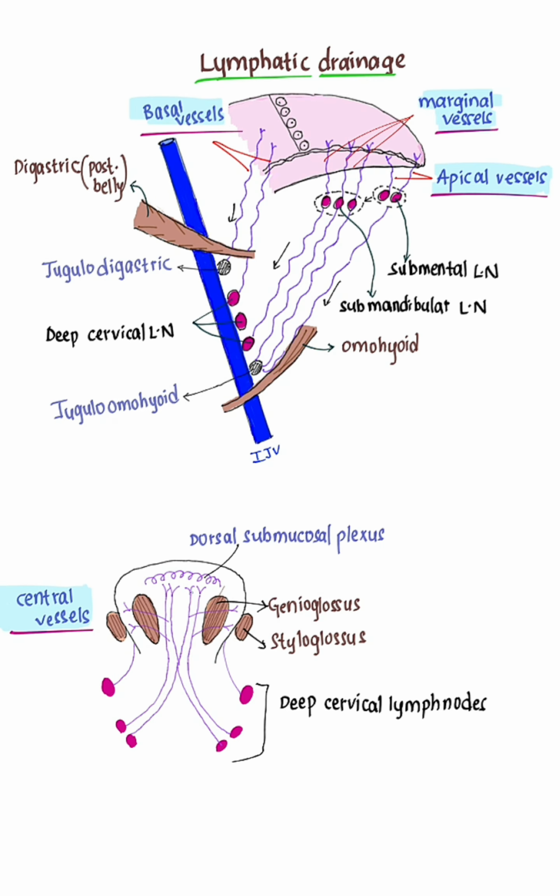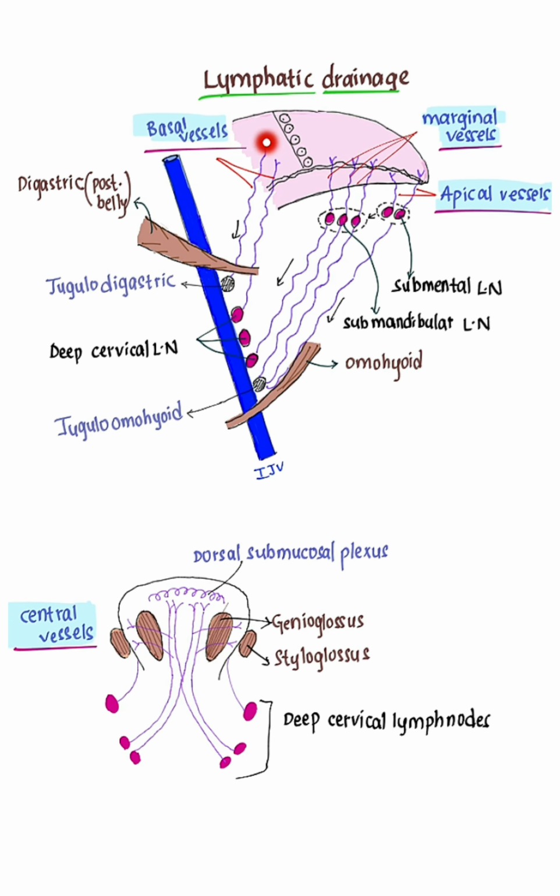Central vessels. They drain central portions of anterior two-thirds of tongue. They pass vertically downwards in the midline of the tongue between two genioglossus muscles and then drain bilaterally into deep cervical lymph nodes. Basal vessels. They drain root of the tongue and posterior one third of the tongue into upper deep cervical lymph nodes, including jugulo-digastric lymph nodes.